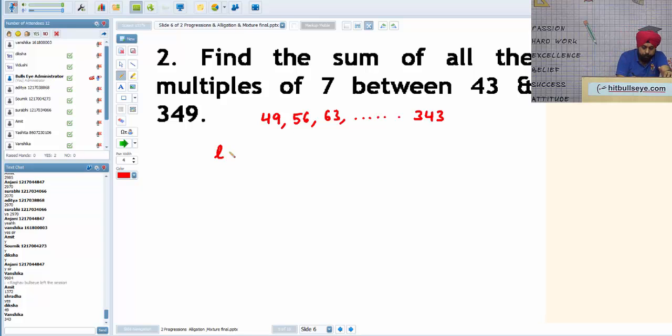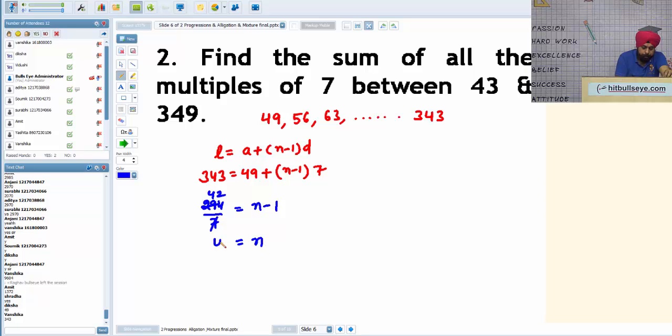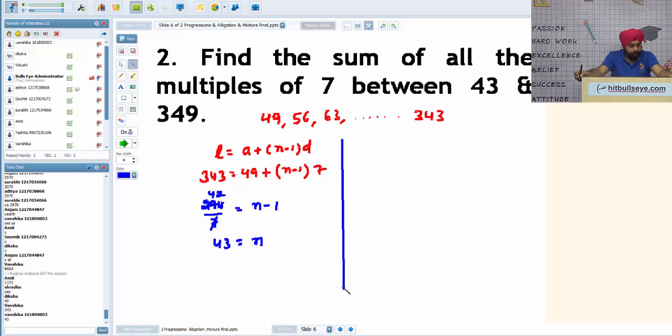So we'll first apply this formula: l is a plus (n minus 1) into d. So 343 is 49 plus (n minus 1) into d. So 343 minus 49 gives you 294, which you will divide by 7 to find the value of n minus 1, which comes out to be 42, and the value of n becomes 43. Right? Now after that we'll apply the formula. Is everybody clear up to 43?